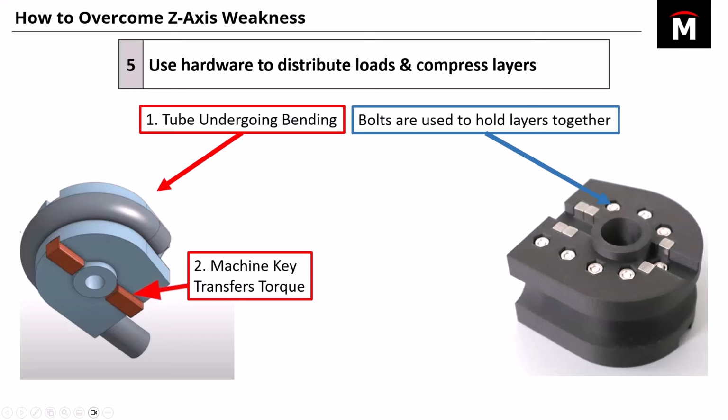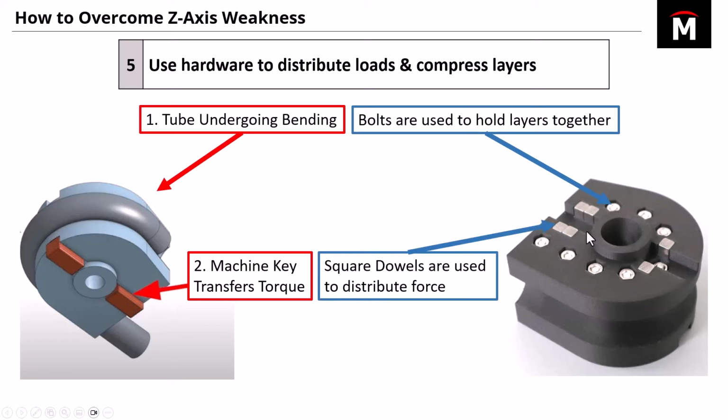For the tube bending piece, they used bolts all the way around the curvature of this part. Those bolts are going to clamp the layers together and prevent them from separating, so you're kind of stealing the tensile strength from the bolts here. And for the machine keys, they use these square dowels that press fit into the part. The square dowels distribute the force between all of the layers all the way up into the part, and so it does a really good job of preventing that shearing from happening. I think this part is a really good and impressive achievement overall, and they ended up with a fully functional part at the end of the day.